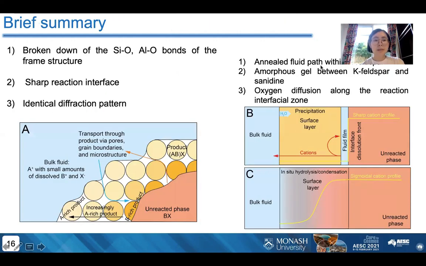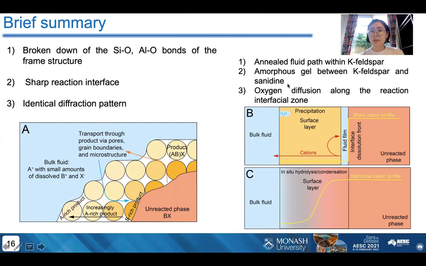So let's take a brief summary here. On one hand, the broken down aluminium-oxygen and silicon-oxygen bonds of the framework structure, the sharp reaction interface, and the identical diffraction pattern of albite, sanidine, and K-feldspar are features of the ICDR process. On the other hand, the fluid path within K-feldspar, the amorphous gel between K-feldspar and sanidine, and oxygen diffusing along the reaction interfacial zone combine features of a continuum mechanism and leaching mechanism, which means that no single mechanism is responsible for our experiments.